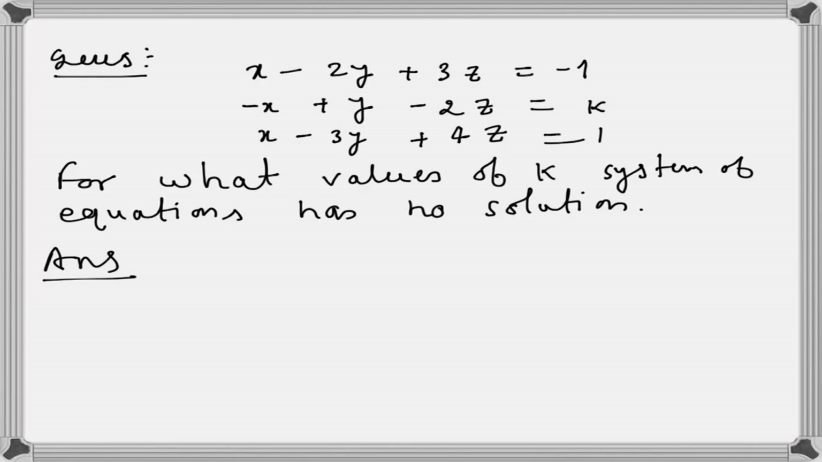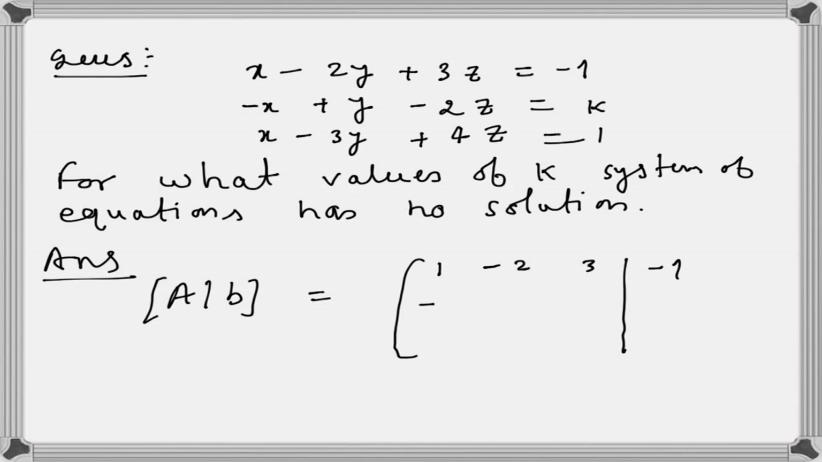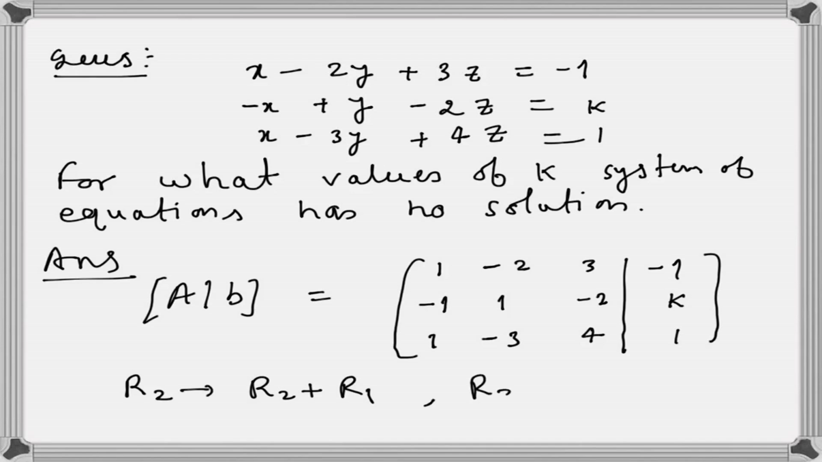Consider the augmented matrix AB, where A is 1 minus 2 3, minus 1, minus 1 1 minus 2 k, 1 minus 3 4 1. Let's reduce this system. Let's apply the following transformation: we do R2 plus R1 and R3 as R3 minus R1.